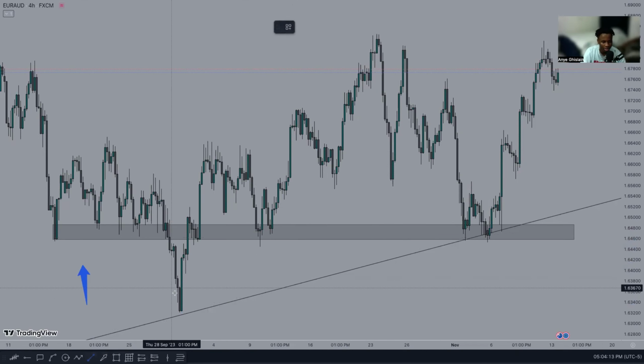Now, let's say we have point A. This is our point A here. Please ignore this large trend line. Okay, this trend line was drawn on the weekly, so ignore it.